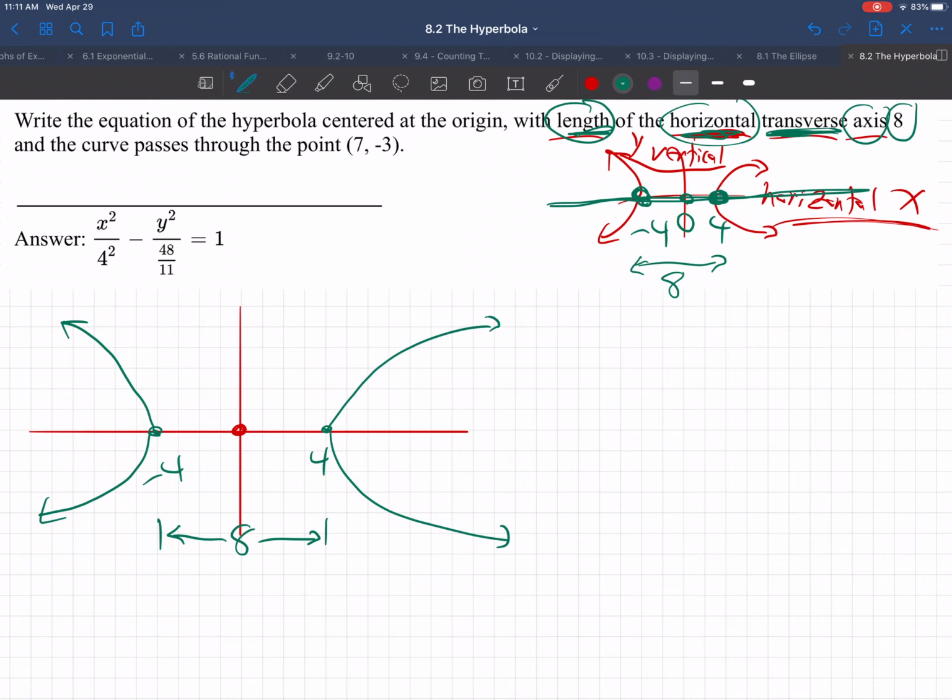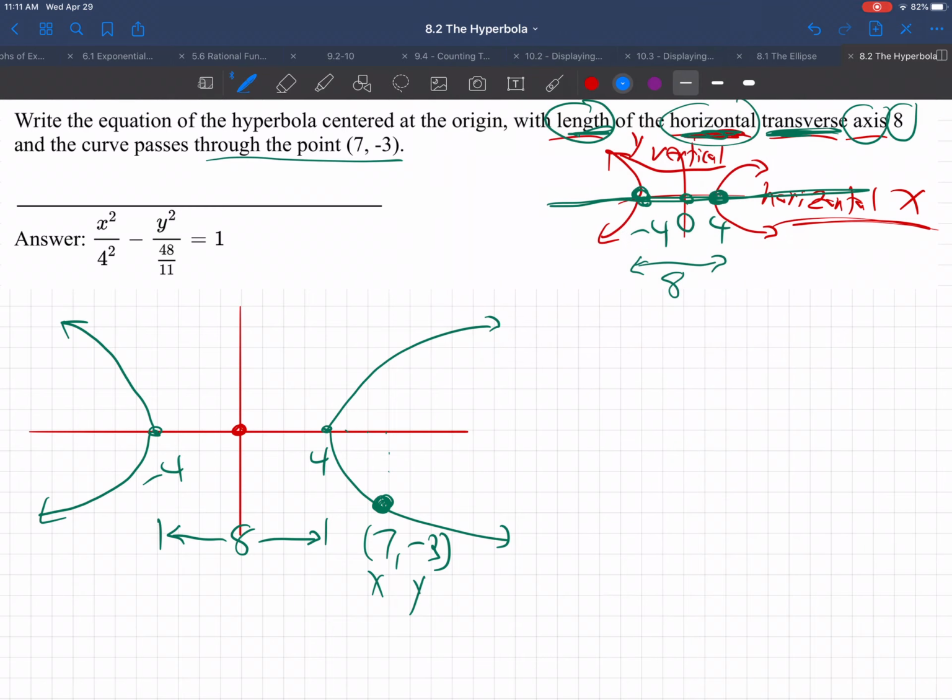And it passes through one other key fact. It passes through the point (7, -3). Where's that? 5, 6, 7, down 1, 2. So it's about right there. My graph isn't perfect. So they're giving us some point on the graph. And whenever they give you a point on a graph, you know at some point you're going to plug in the x and the y into the equation to solve for something. That's always how that works.